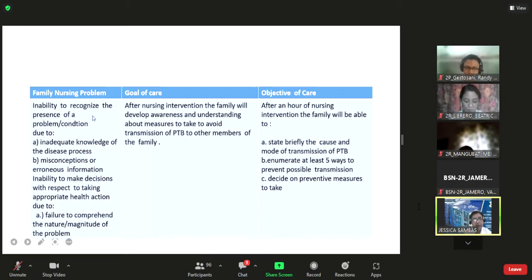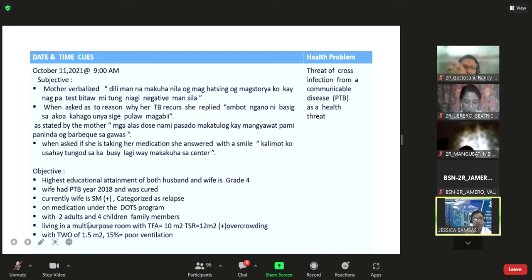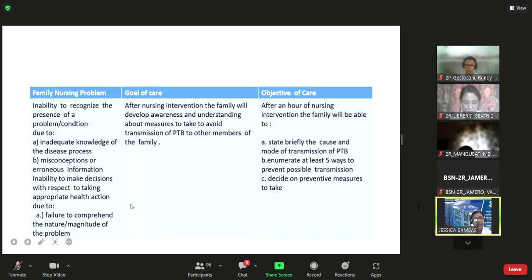limited to one. So if we still see other reasons why the family failed to perform their task, then we can add on. Here is another one. Inability to make decision with respect to taking appropriate health action due to failure to comprehend the nature or magnitude of the problem. Right? She should comply with her medication. In her statement, when asked if she is taking her medication, she answered with a smile. Okay. So, she does not take the nature and magnitude of her problem seriously. Okay?